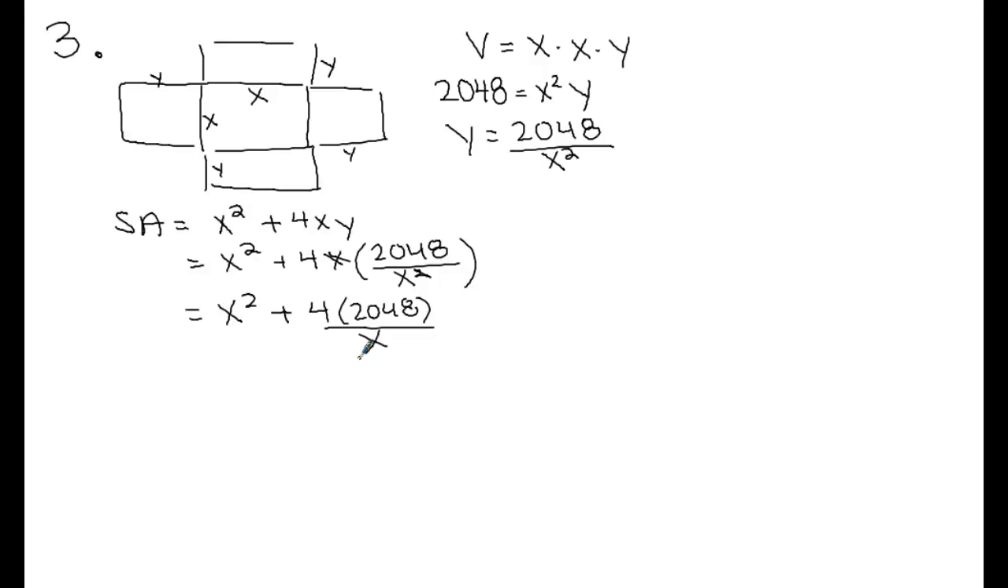Okay, so take your derivative. Derivative of x squared is 2x. Derivative of that, again, you don't have to even really multiply this just yet. So it'd be negative 4 times 2048 all over x squared. Because this is like an x to the negative 1. Every time you have an x in your denominator, it's going to make the numerator a negative and add 1 to the denominator every time. So find your common denominator.